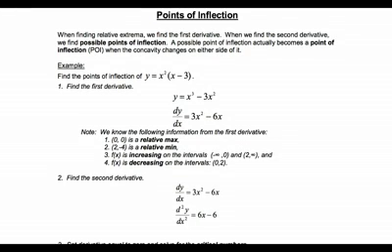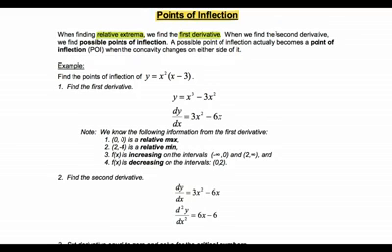Today we're going to be looking at an example of points of inflection. Just a quick recap. When we're finding relative extrema, we use the first derivative, set it equal to 0, and use test points on either side of that critical number and your vertical asymptotes. That tells us the intervals that it's increasing and decreasing, and also allows us to determine relative maxima and relative minima.